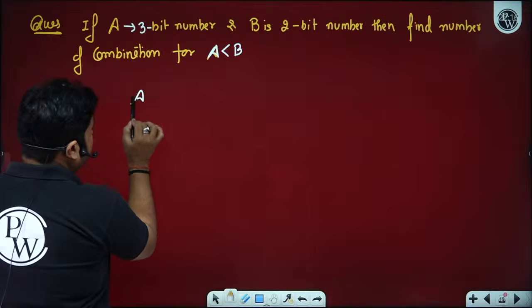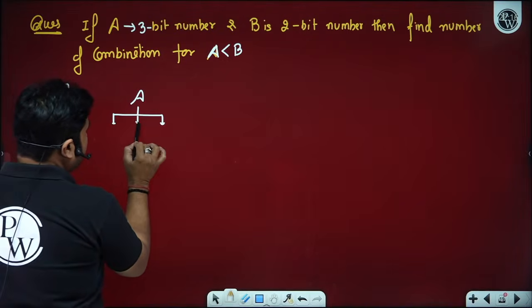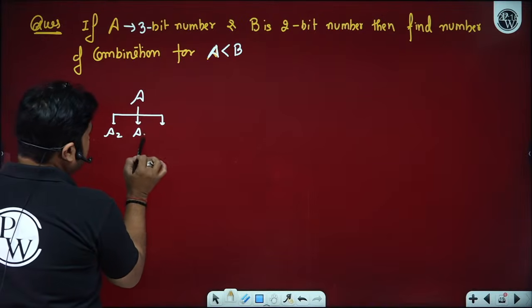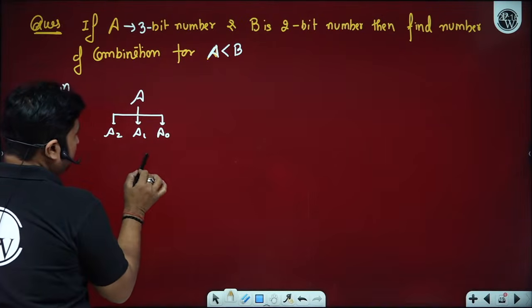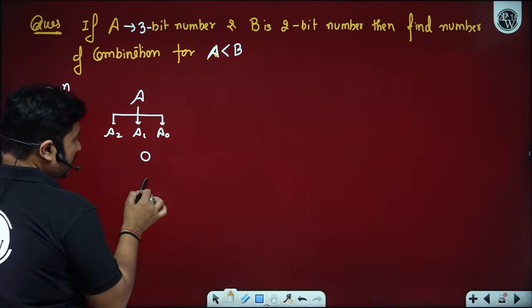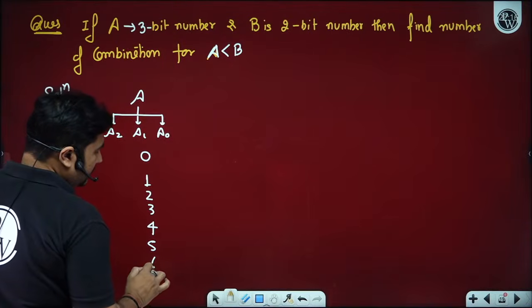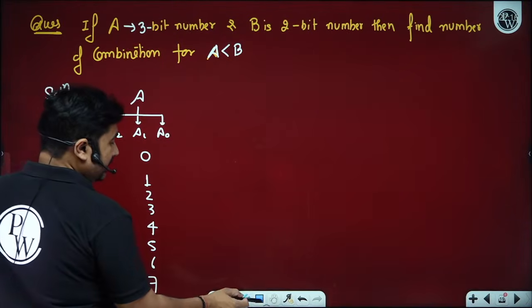We have a number A and we have a number B. In case of A, how many possibilities do we have? A2, A1, A0. So 0 is the binary of 0, 0, 0. Then 1, 2, 3, 4, 5, 6 and 7. So the total possibility is 8.